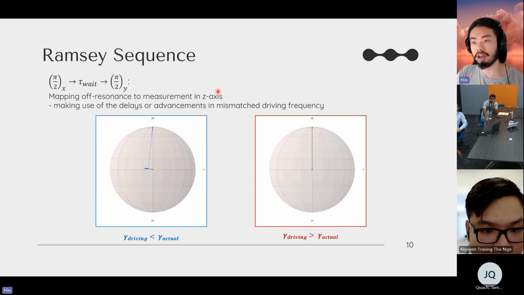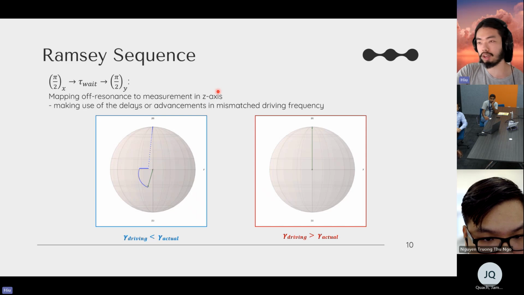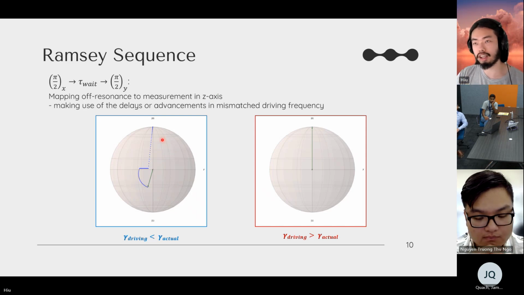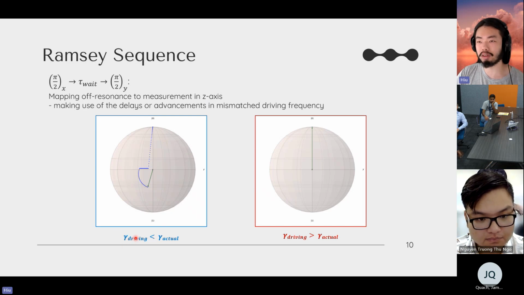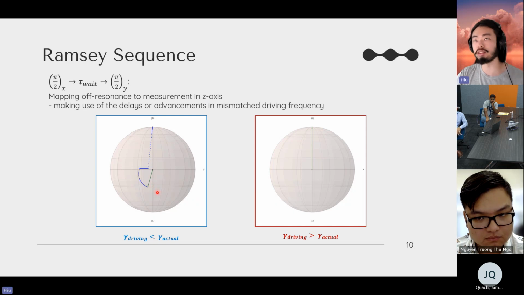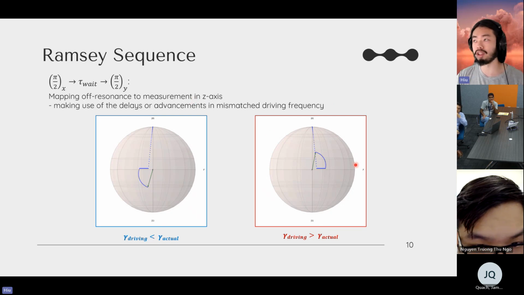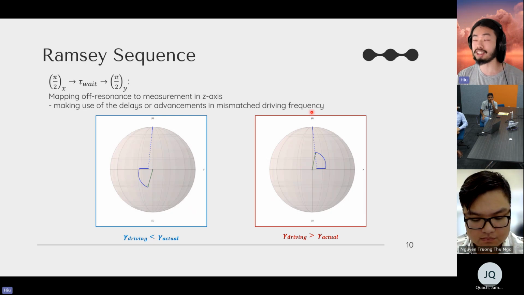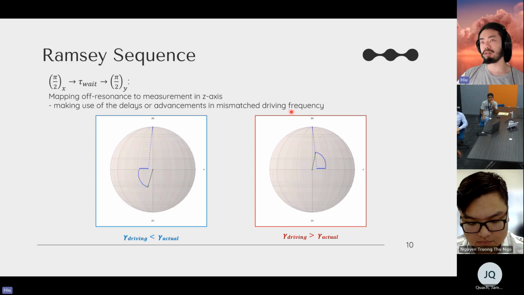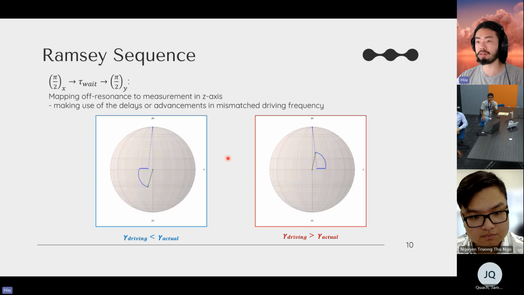So basically, if your estimation of the gyromagnetic ratio is less than the actual one, you're more likely to measure a spin down. And if your estimation is larger, then you're more likely to get a spin up. So this is basically mapping the off resonance to measurement, from the x-axis to the z-axis, by making use of the delays and the advancements in the mismatched driving frequency.